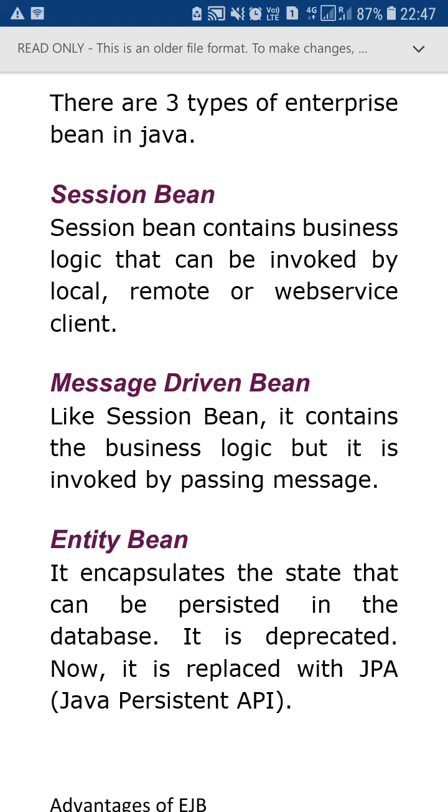Then there is the entity bean. It does activities which are related to the database. That means its state can be persisted in the database only. Now it is being deprecated. It is replaced with JPA, that is Java Persistence API. Previously it was used as an entity bean. Now it is replaced with JPA, that is Java Persistence API.